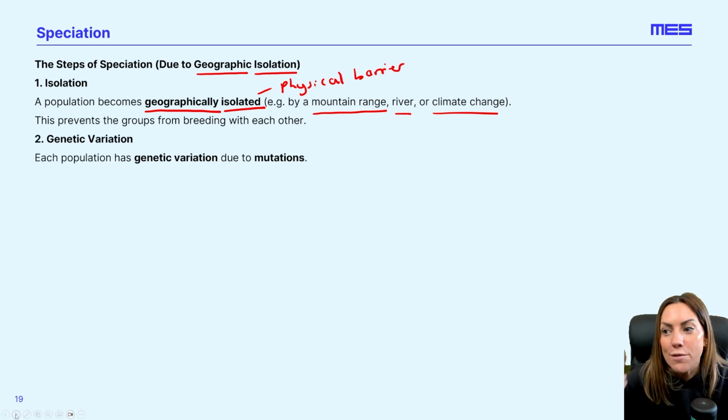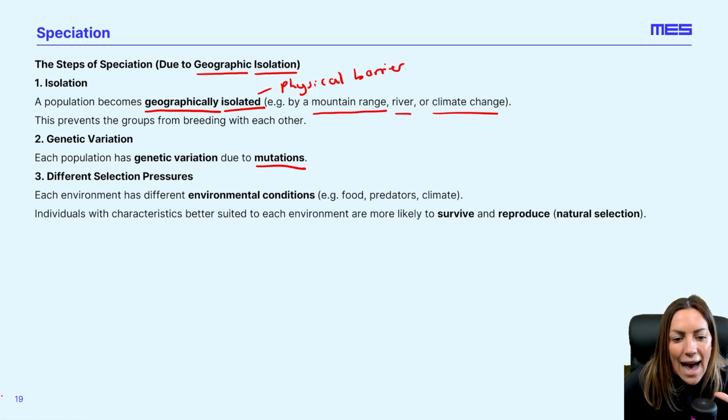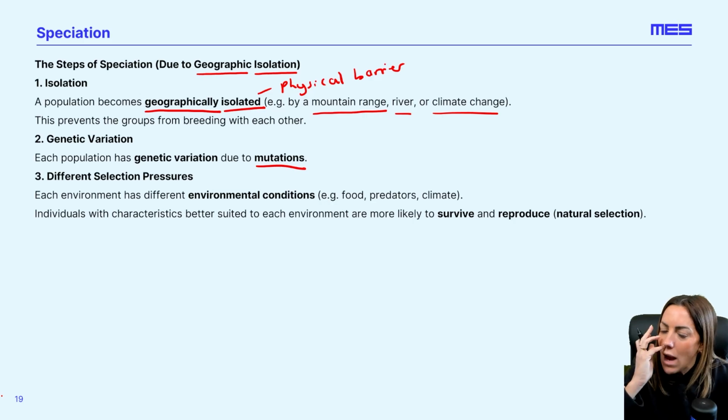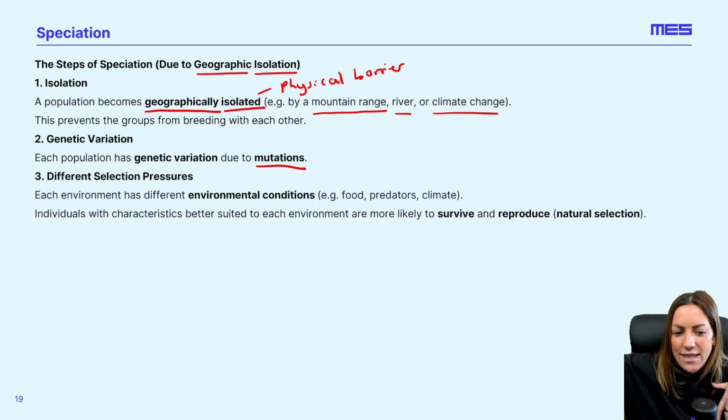And in these two groups, obviously, there will be genetic variation. There will be differences in their DNA originally due to mutations. So there will be some genetic variation. And in the two areas where we've separated this population into like two different parts of the island, or maybe the sea has separated the population, so some are on this island and some are on that island.